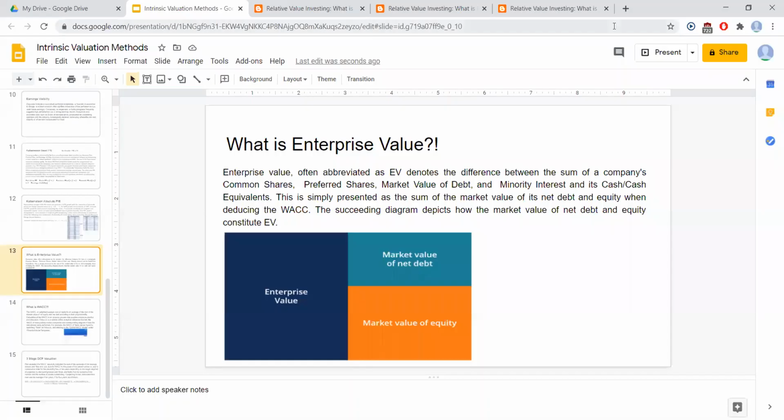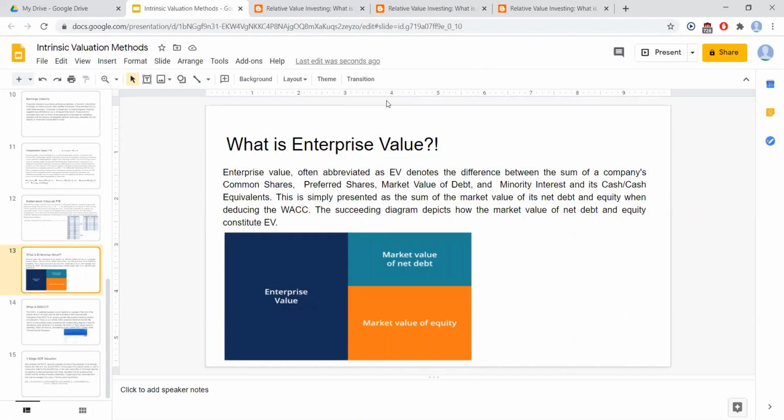What is three-stage discounted cash flow valuation? Well, in order to define three-stage discounted cash flow valuation, we must first define enterprise value and weighted average cost of capital. Enterprise value, often abbreviated as EV, denotes the difference between the sum of a company's common shares, preferred shares, market value of debt and minority interest, and its cash and cash equivalents.